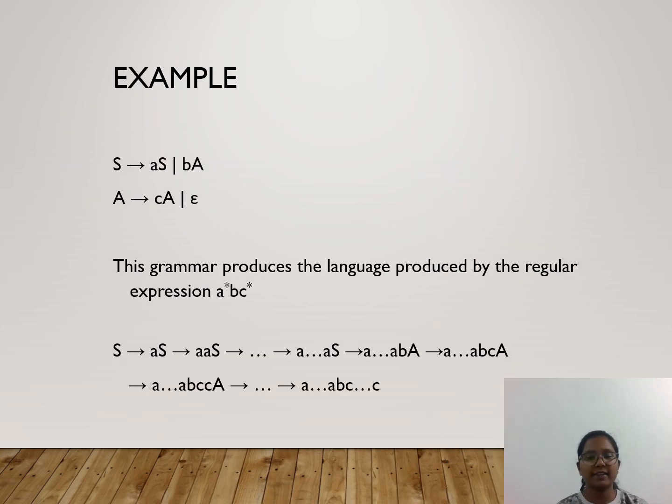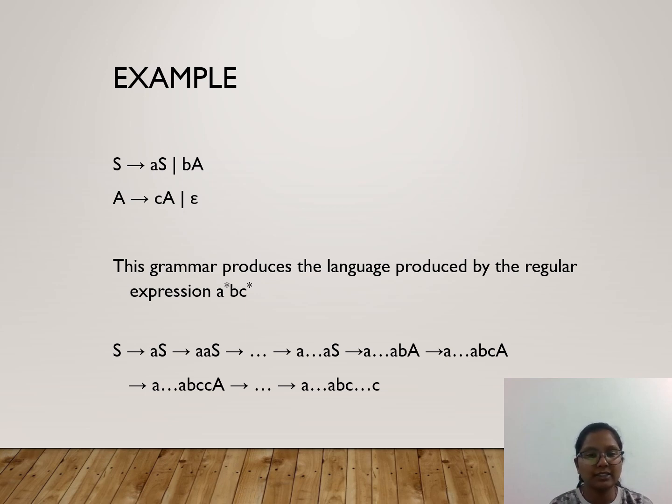Now let us see an example for this regular grammar. We can see that S tends to small a S or small b capital A, and A tends to small c capital A or epsilon. This grammar produces the language described by the regular expression a star b c star. Let us see in how many ways it can be written.